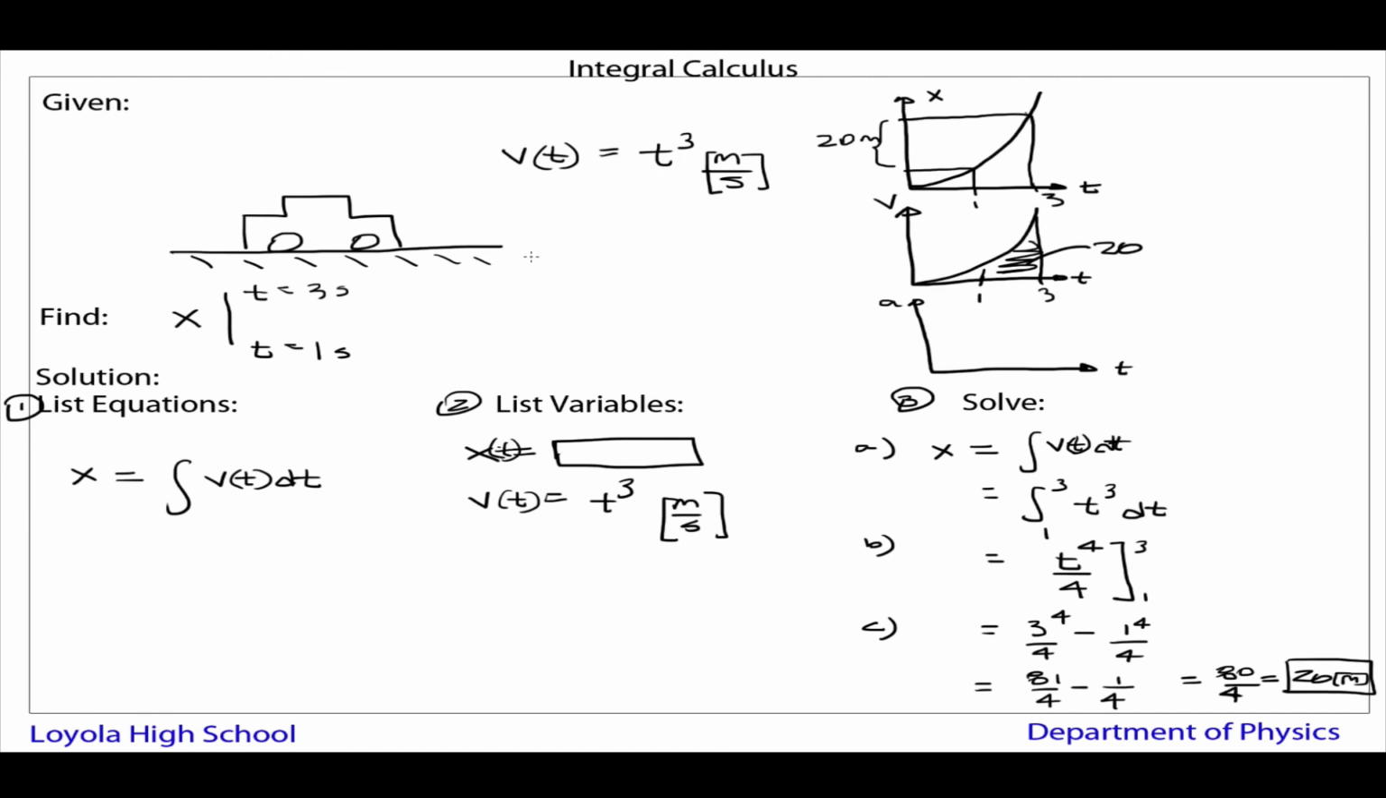So for integral calc type problems, we're going to have a given with some mini sketches. Find. We list our integral, list our variables or equations. Step A, rewrite the integral with the correct equation, integrate, and then solve for our limits. We got our answer. And then try to relate that back to the graphs that we drew in the beginning. So those are the steps for an integral calc type problem.